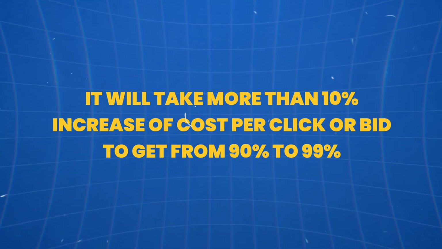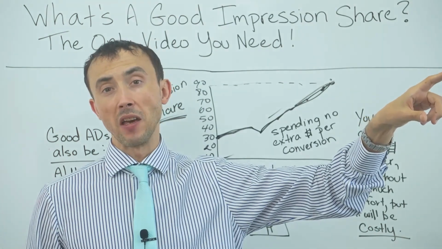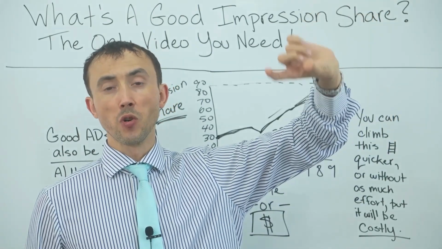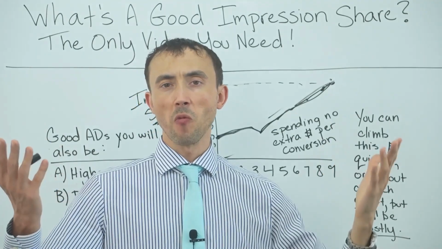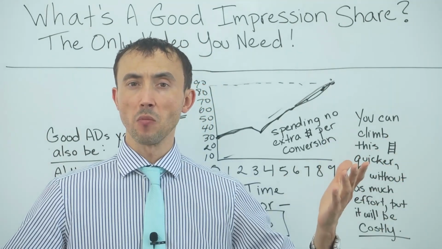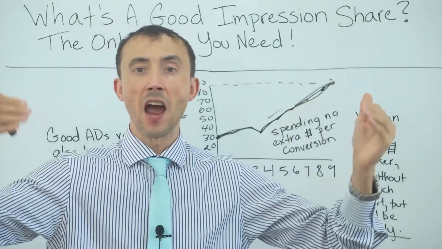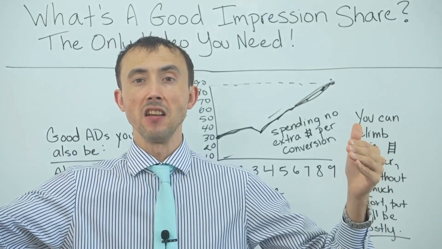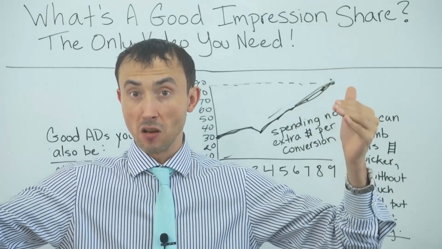That is because it will take more than a 10% increase in cost per click or bid to go from 90 to 99, so it's not worth it, if that makes sense. It'll often take tripling or increasing the bid 30% to get that last 10%. So for all practical purposes, I don't even worry about it. The sweet spot for getting the highest profit you can is to bid 30% less and settle for 92% impression share instead of 99. Because at the end of the day, the margin on those extra sales is going to be less, and you're not actually going to make more profit.